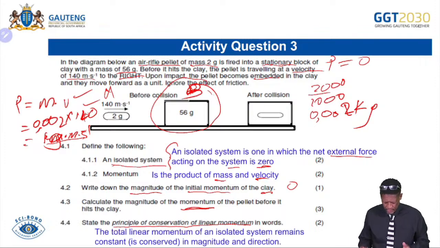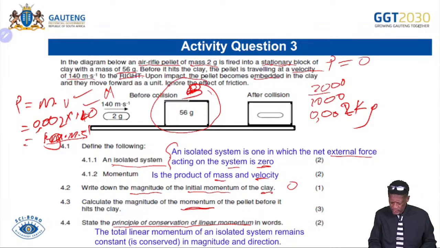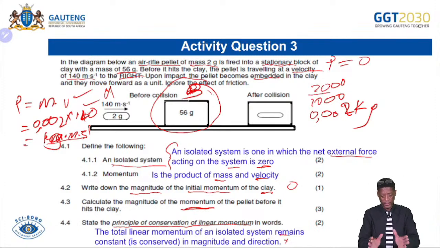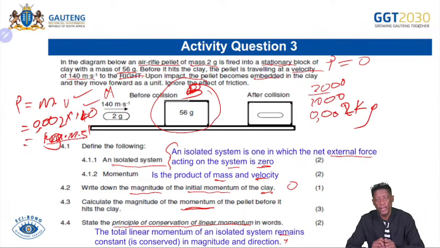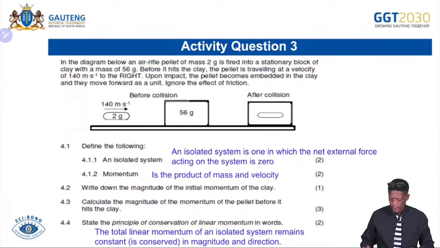So this is the law. The linear momentum in an isolated system remains constant. This is very important. And then in both magnitude and direction. So this is the law, or this is the principle that they want you to state. These learners, they are there in your exam guideline. These definitions are there. And I assume that the teachers have given you this definition. So use them, the principle and the laws, right?